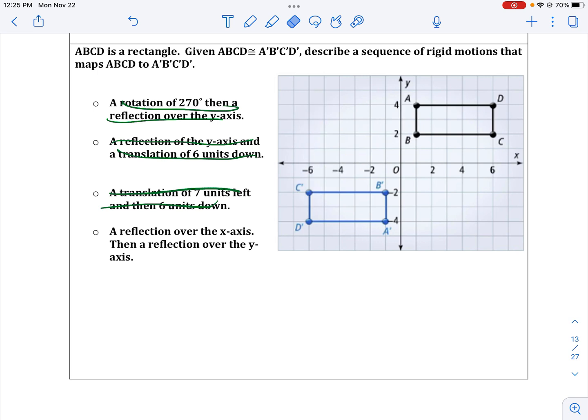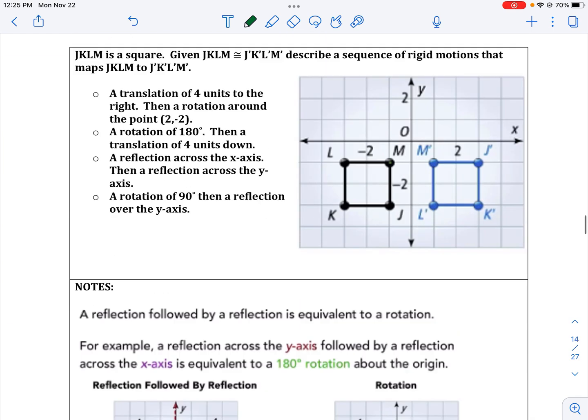So it's got to be the last one. Let's do it to make sure. It's a reflection over the x-axis. So here's a reflection over the x-axis, and then another reflection over the y-axis, and I end up on A prime. So if I were to do all of them, as you can see, the reflection over the y would end up being the correct answer in this case.